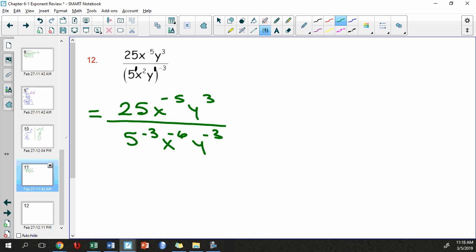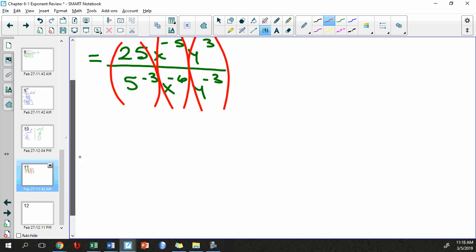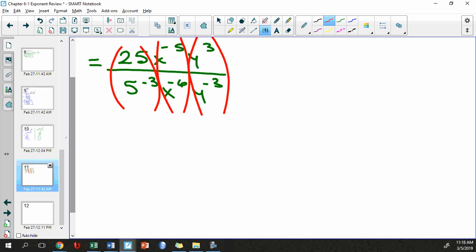Yes or no? Okay, now from here, you would go ahead and say, how many different problems do you have? I have the number problem, I have the x problem, and I have the y problem. Do you see that? Okay, so if I'm looking at my numerical problem, should the 25 stay where it's at or should it go? It stays where it's at because it's 25 to the first power, correct? Should the 5 to the negative 3 stay in the denominator or go? It goes to the top and becomes 5 cubed. Do we all understand that?